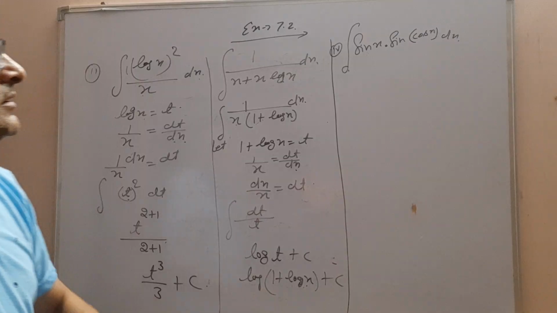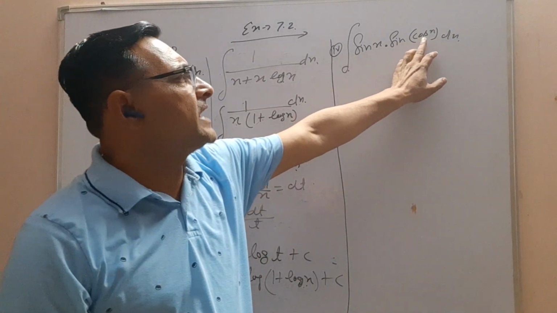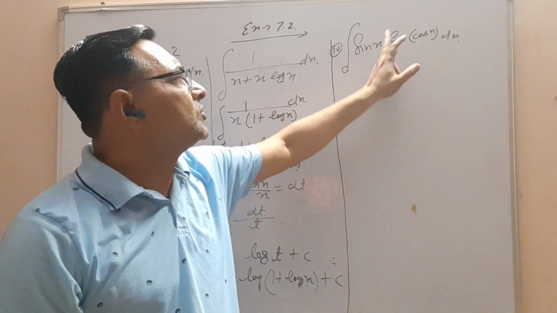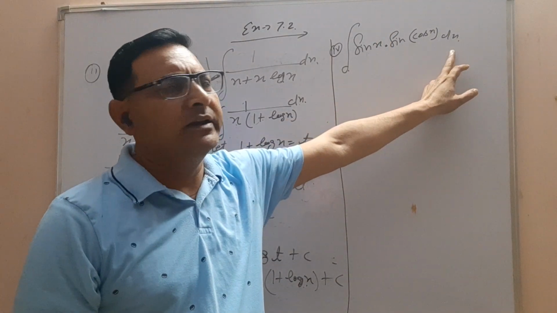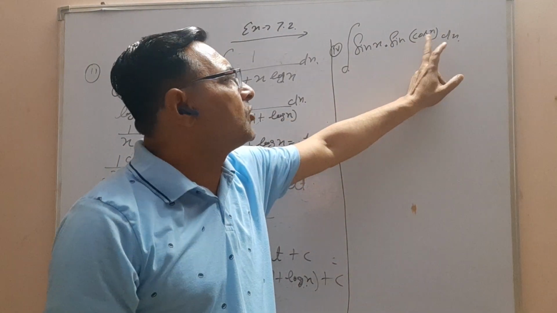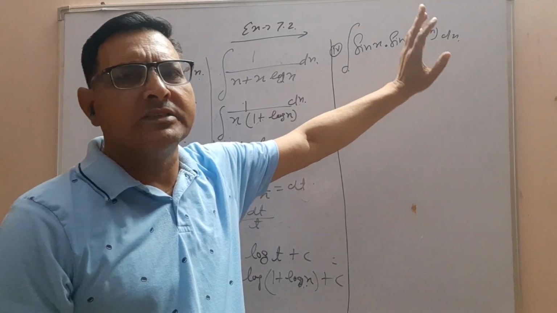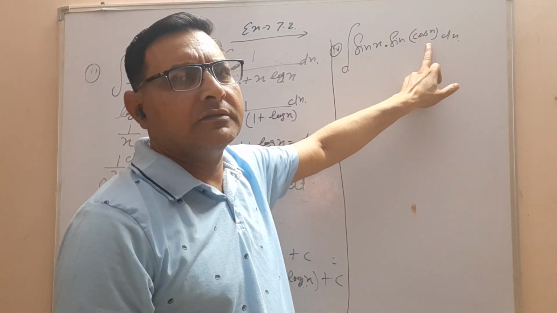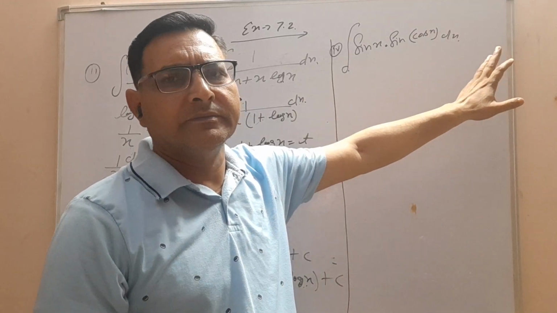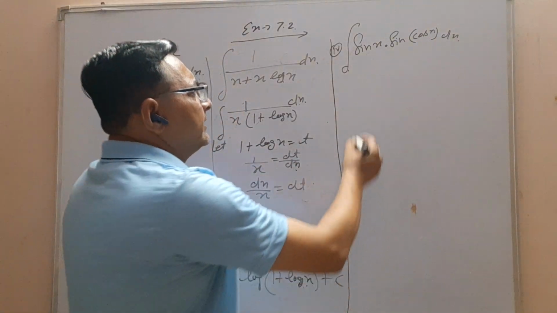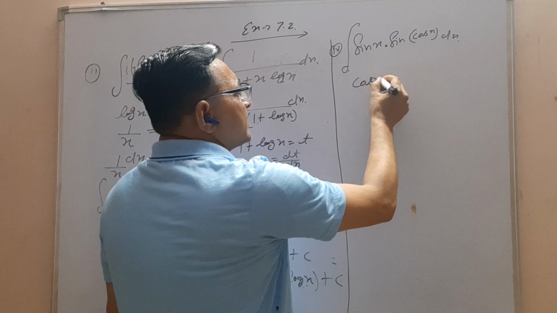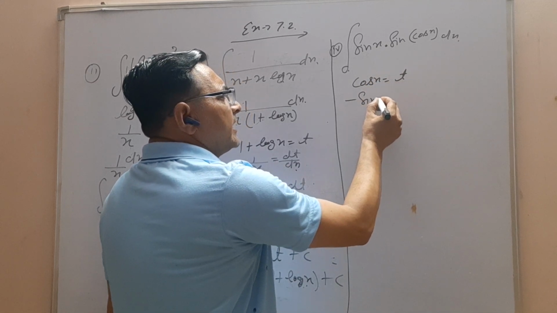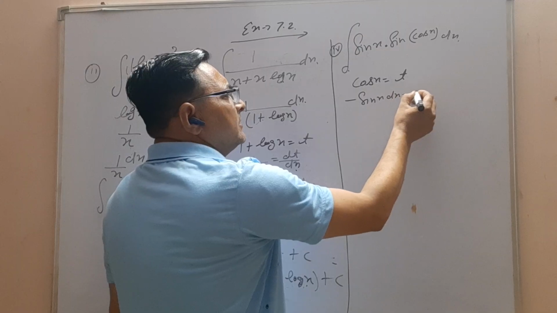So here the derivative of cos x is minus sin x. So this sin x dx will be dt. So you can put cos x is equal to t. Always keep in mind you can put the angle as the third variable. So we write cos x is equal to t. What is its derivative? Minus sin x dx is equal to dt.